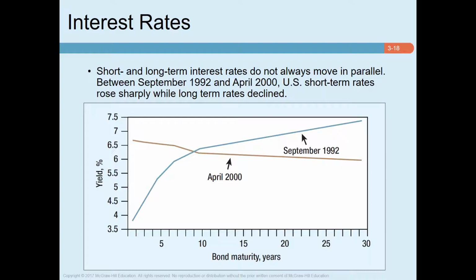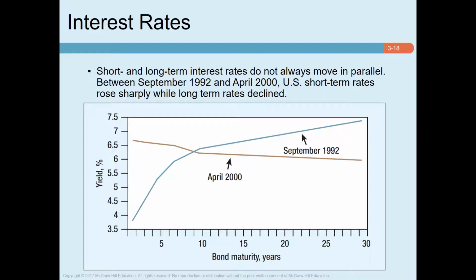On the other hand, in September 1992, as you see, this upward sloping curve indicates that the longer the maturity of the bond, the higher the yield to maturity. So it indicates that the longer the maturity of the bond, the higher the yield it will be offering. Okay. Now, what explains these term structures of interest rates?